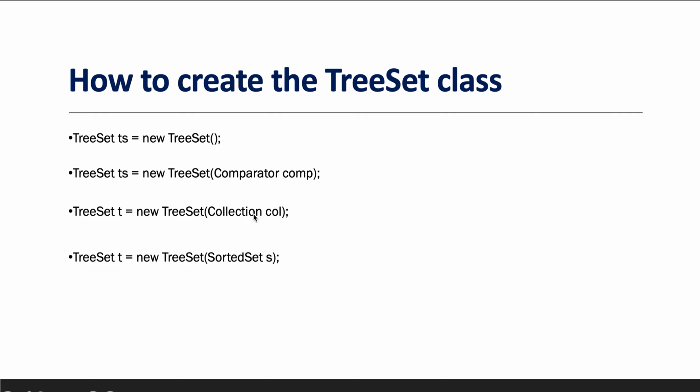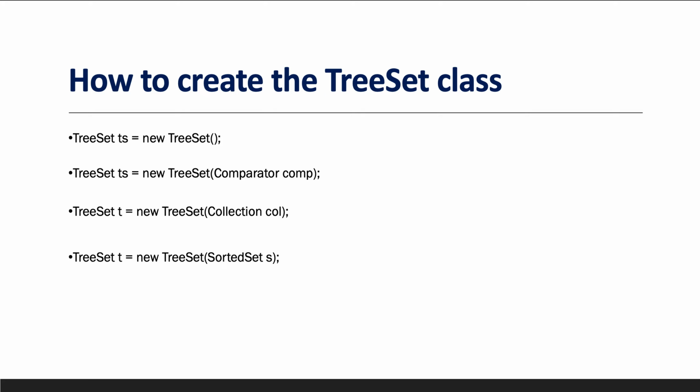And next is TreeSet equal to new TreeSet with a SortedSet. Here it provides another constructor where we can pass the SortedSet interface also, so that we can control the sorting. So these are the constructors provided by the TreeSet. Using them we can create the object of the TreeSet according to our need. We will see with the help of an example in a minute.